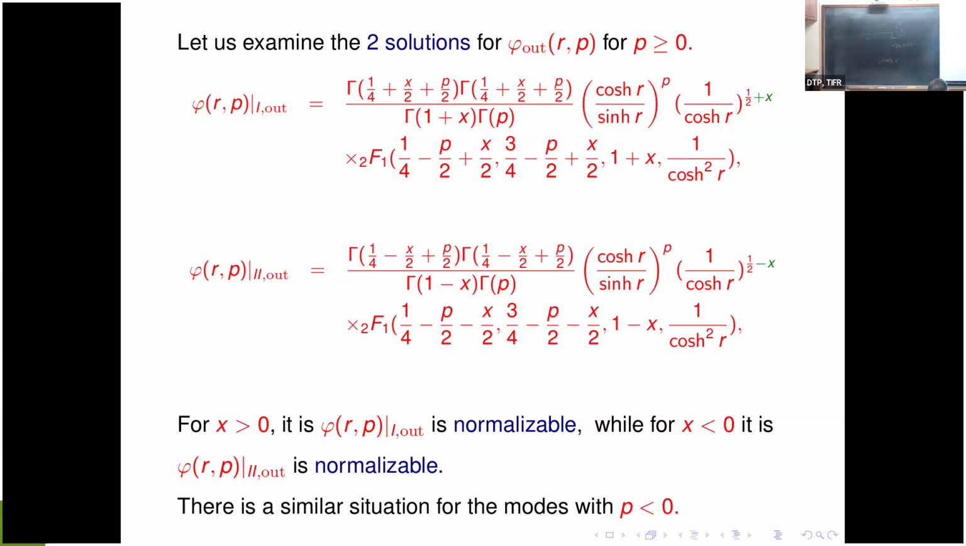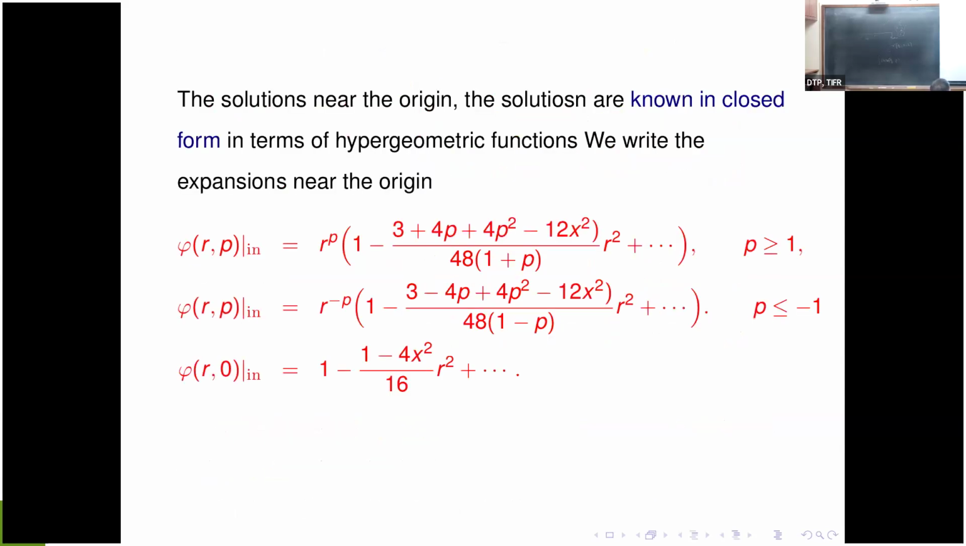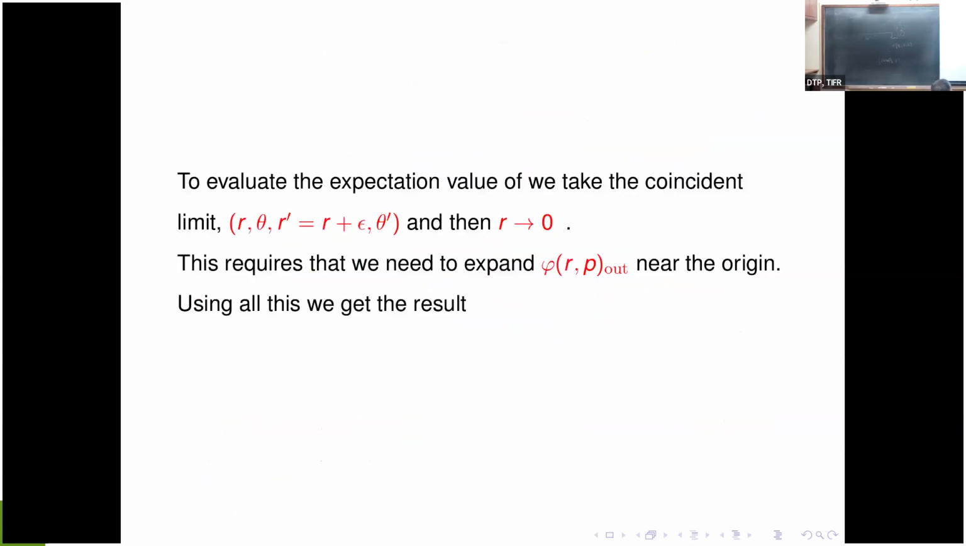And there is a similar case for modes with p less than 0. At the origin, we just need to be smooth, and the functions are of this kind, and this is for p equal to 0. So we have these solutions. We have the exterior solutions and the interior solutions. We multiply them, and then we can take the coincident limit.